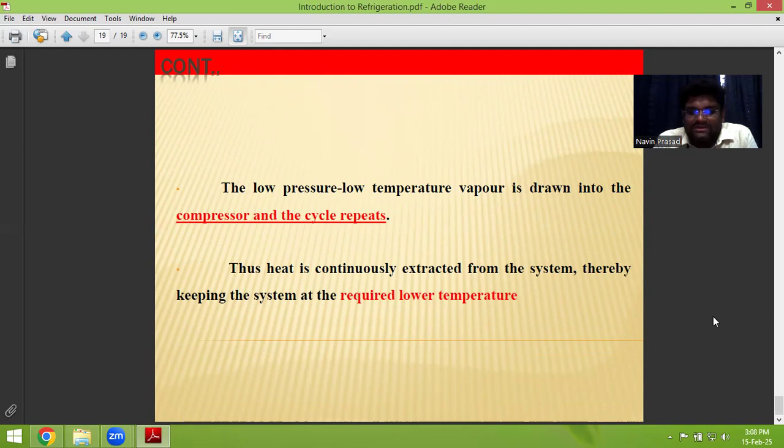This comes under the second law of thermodynamics: with the aid of an external agency, heat can be moved from a lower temperature region to a higher temperature region.